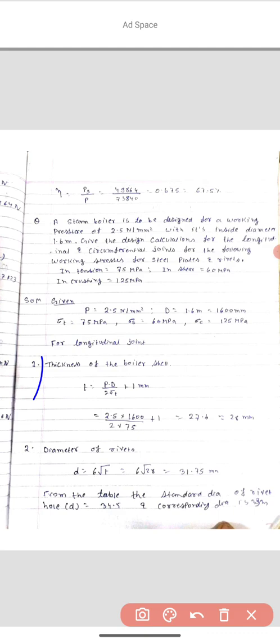Since the efficiency or longitudinal efficiency is not given, you have to leave the efficiency value here. Okay, so P multiplied by D upon 2 sigma t plus 1 mm, that is P already given 2.5 into diameter 1600 upon 2 into sigma t, that is 75 MPa, plus 1 is the corrosion allowance. So 27.6, rounded off to 28 mm, is the thickness of the plate.